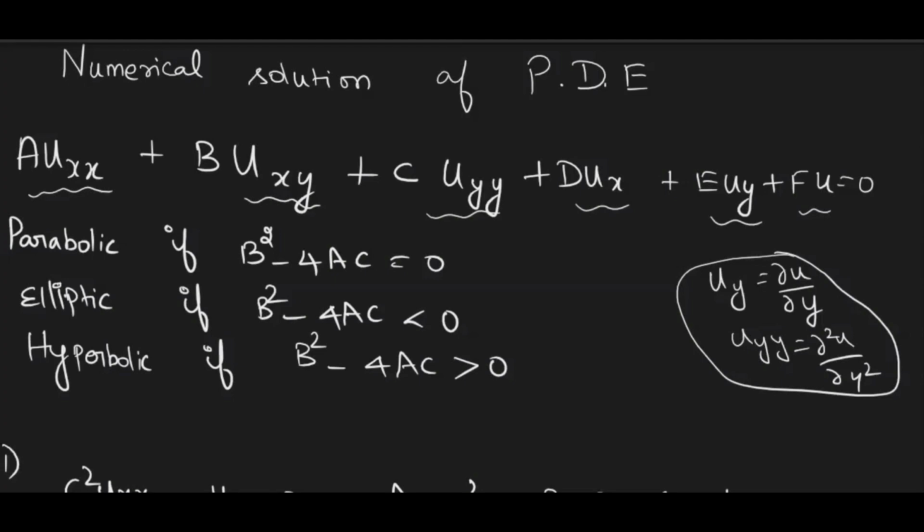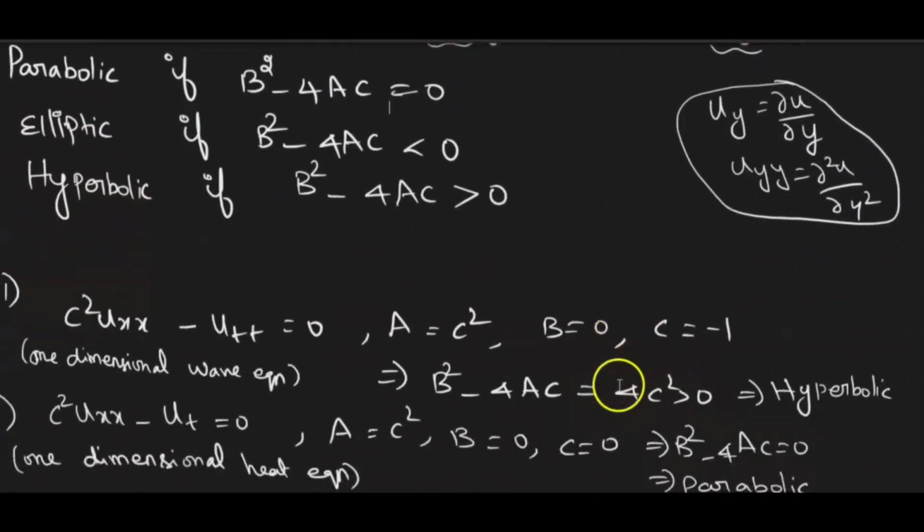Here a, b, c, d, e, f are in general functions of x and y. The equation is parabolic if b square minus 4ac is equal to 0, elliptic if it's less than 0, and hyperbolic if it's greater than 0. Now let us see the nature of these PDEs.